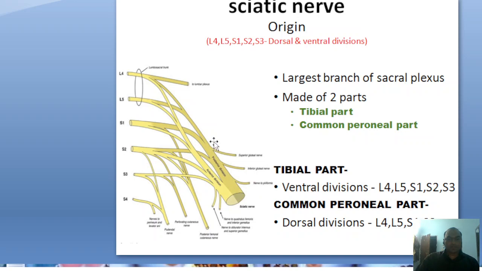This is the posterior division, and this is the anterior division. The anterior divisions, ventral, of the lumbosacral plexus, L4, 5, S1, S2, S3, form the tibial part. L4, 5, S1, S2 form the common peroneal part. So this is the complete sciatic nerve.